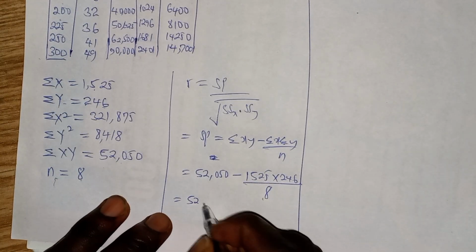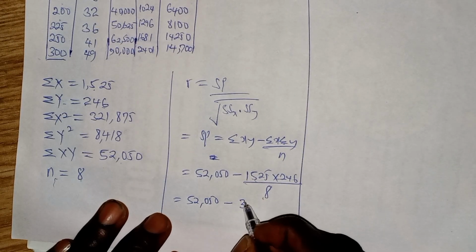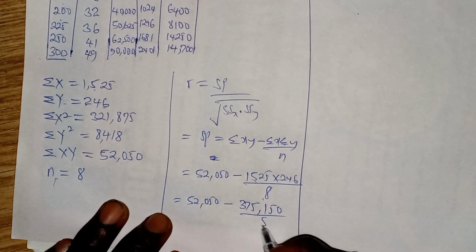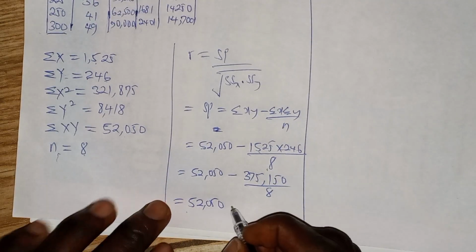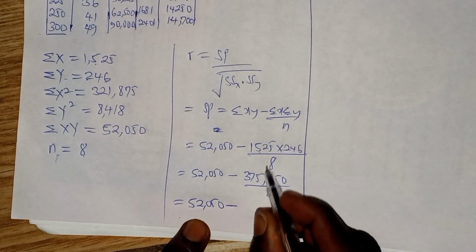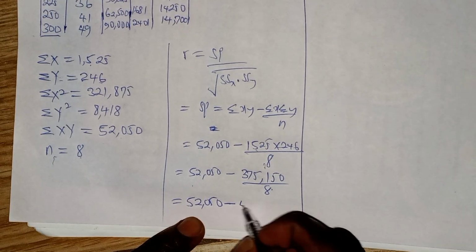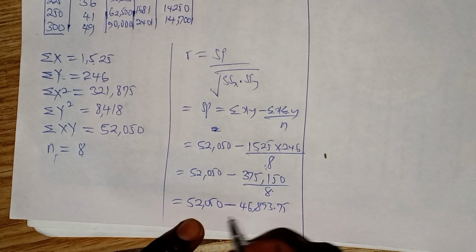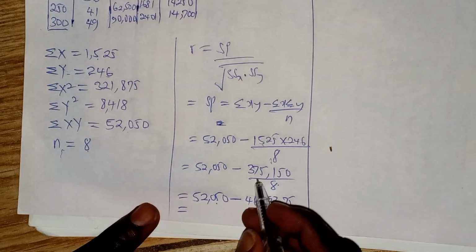So 52,050 minus this times this gives us 375,150 all over 8, and this is 52,050 minus this divided by this, which gives us 46,893.75. And subtracting this from this we get what?